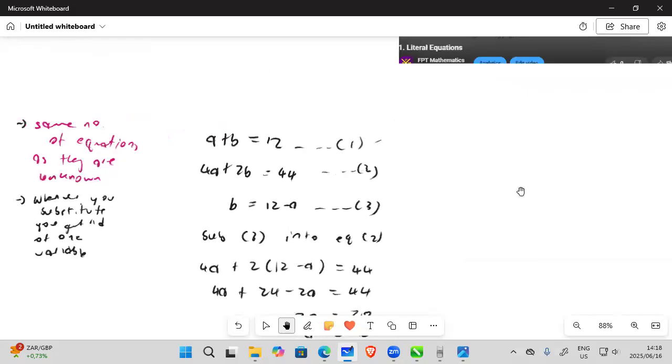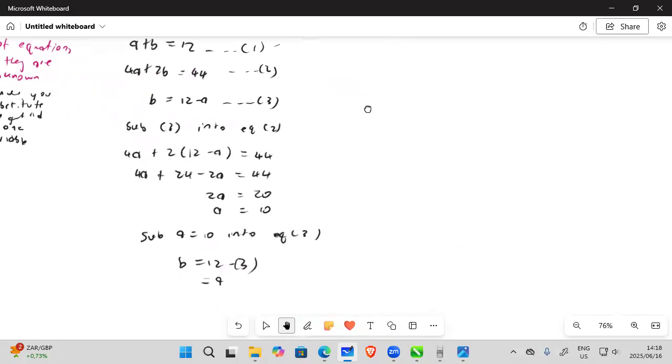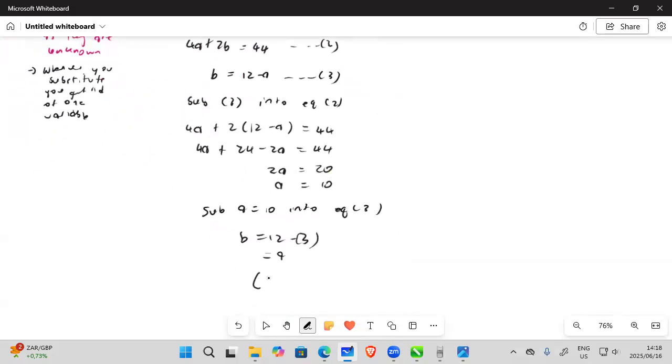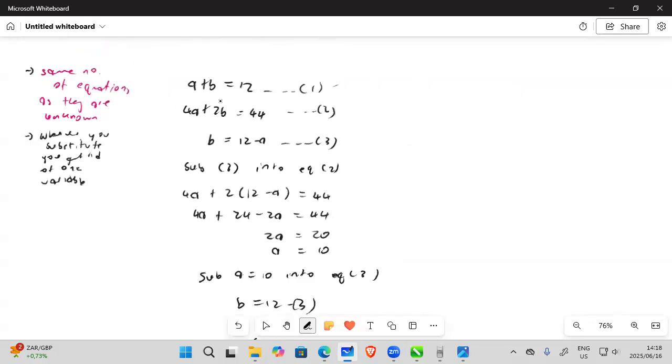Now, yet again, we are working with simultaneous equations. So what we have here now? We have 10 and 9. You know what this is. These are two functions. Because if I re-express this as x plus y is equal to 12 and 4x plus 2y is equal to 44.